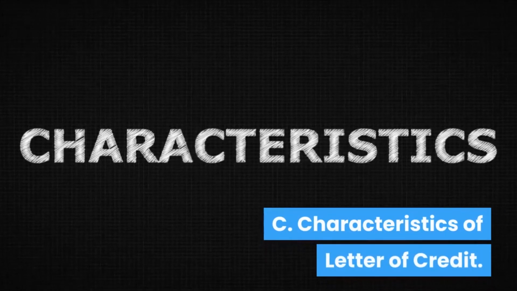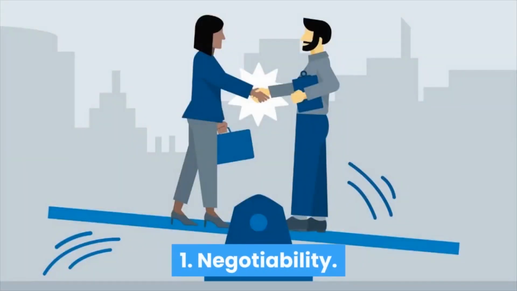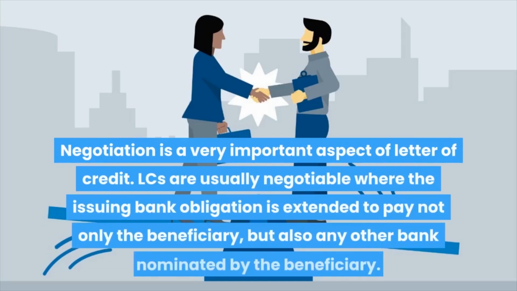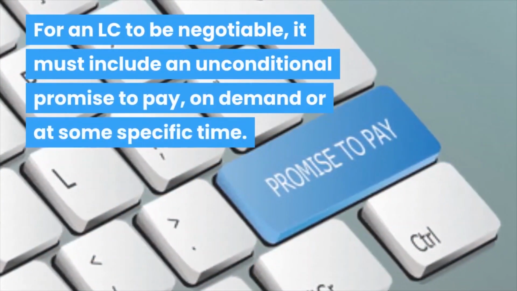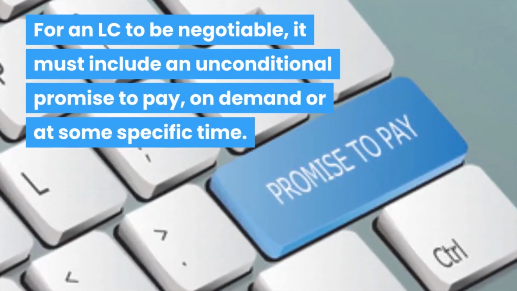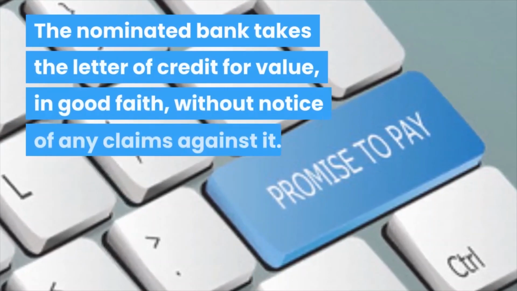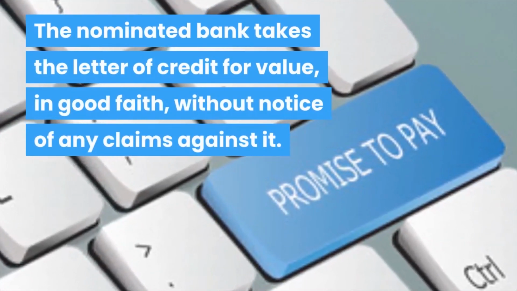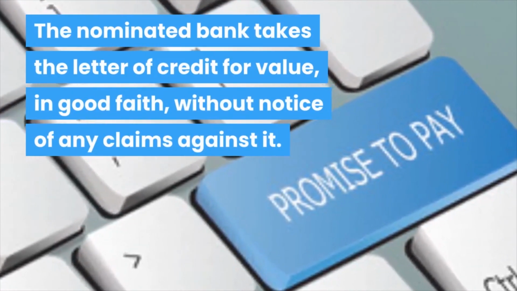C. Characteristics of a letter of credit. 1. Negotiability. Negotiation is a very important aspect of a letter of credit. LCs are usually negotiable, where the issuing bank's obligation is extended to pay not only the beneficiary, but also any other bank nominated by the beneficiary. For an LC to be negotiable, it must include an unconditional promise to pay, on demand or at some specific time. The nominated bank takes the letter of credit for value, in good faith, without notice of any claims against it.